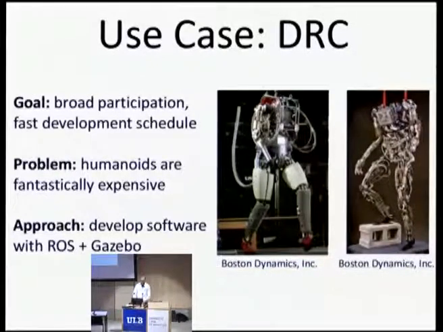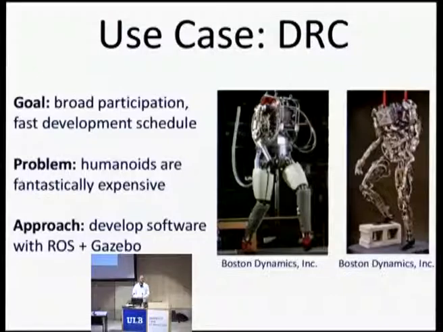So this is an effort to try to develop that kind of capability of a humanoid robot, human scale, human strength, that can be teleoperated into those types of situations. And being a DARPA project, they're trying to get a broad participation, have lots of people participate in this project writing software, and a very aggressive development schedule. One thing that's holding that back, of course, is that humanoids are fantastically expensive, particularly human scale, human strength, hydraulic humanoids like this.